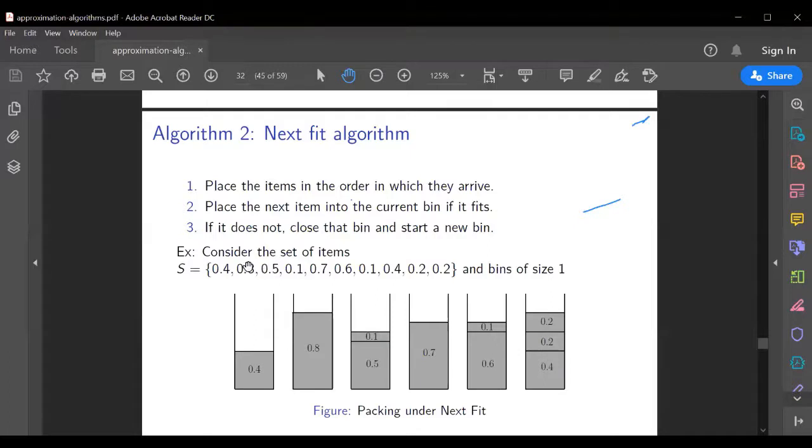Then 0.8 cannot fit in, so open a new one, and it will come here. 0.5 cannot fit in this, so it will go to the next one. 0.1 can fit in the same bin. But for 0.7, here it is 0.6, so you can put only 0.4 over here, so it has to open a new bin. Like this it goes. If you look at it, you are using more bins compared to what we had earlier. So the next fit algorithm will not really perform well compared to the first fit algorithm. Is it okay?